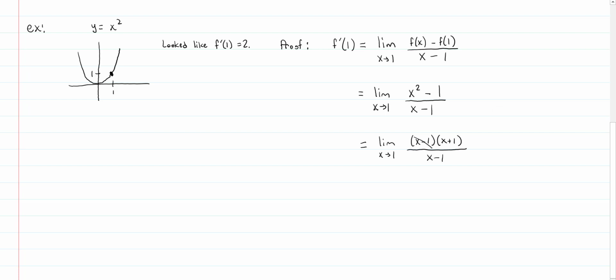From here, we can cancel out the x minus 1's, leaving us with the limit as x approaches 1 of x plus 1. And finally, if we plug in 1 for x, we're going to get a final answer of 2. So indeed, f prime of 1 is equal to 2, meaning that the slope of the parabola at this point is equal to 2. All right, let's try to do some other examples.